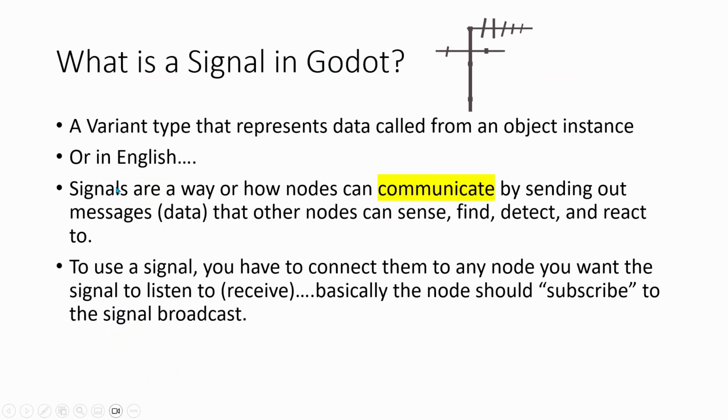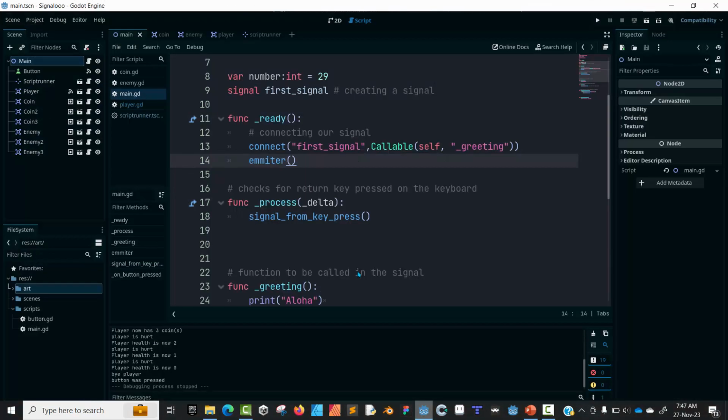So a signal in Godot is a variant type that represents data called from an object instance. Basically, it simply means a signal is a way that nodes can communicate with each other by sending out messages. To use a signal, you have to connect it to an object that wants to listen to it or subscribe to it. So signals are a way for nodes to communicate by sending out messages. Let's go into Godot and look at a basic example of a signal.